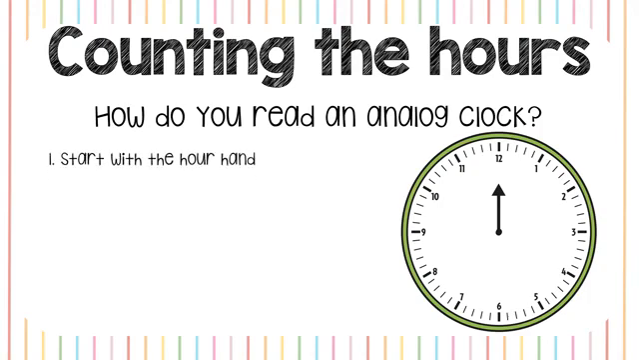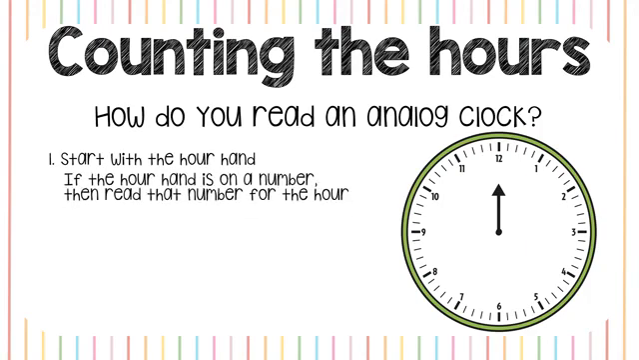How do you read an analog clock? Well, first, we're going to start with the hour hand. That's going to be the shorter one. If the hour hand is pointing directly at a number, then we're going to read that number for the hour. Our hour hand is pointing directly at the 12, so it's going to be the 12 o'clock hour.